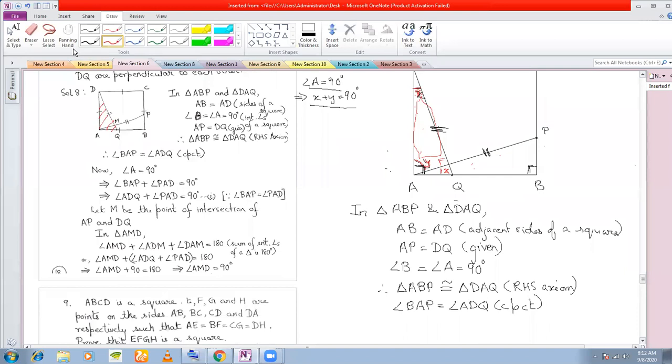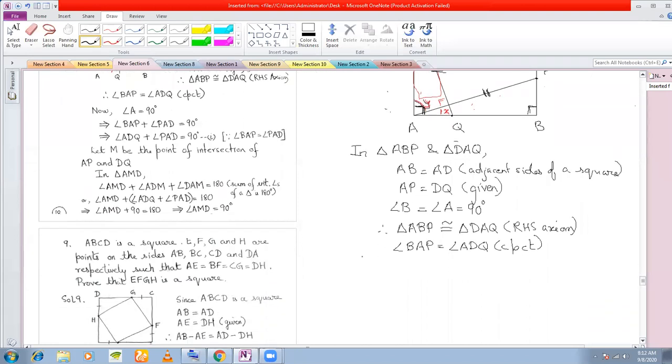Now let us see how to write this. I have shown that these two angles are equal by CPCT. Therefore, I start by saying angle A is equal to 90 degrees, because it is an interior angle of a square.